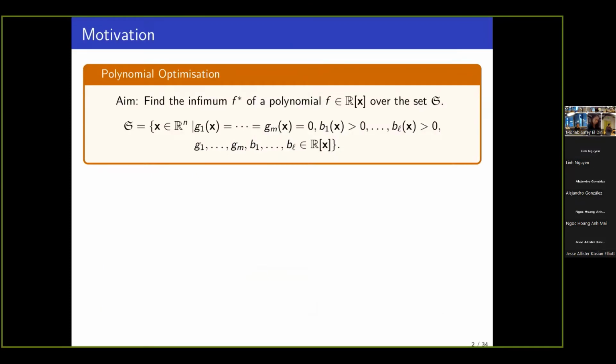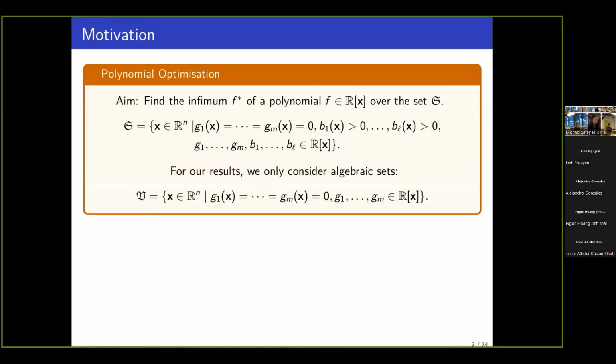So firstly, of course, polynomial optimization. The primary goal is to compute an infimum of a polynomial over some semi-algebraic set. So that's some set defined by some polynomial equalities and inequalities. But I note that in this talk, all of the results you see are just for algebraic sets. So we're only considering equalities.